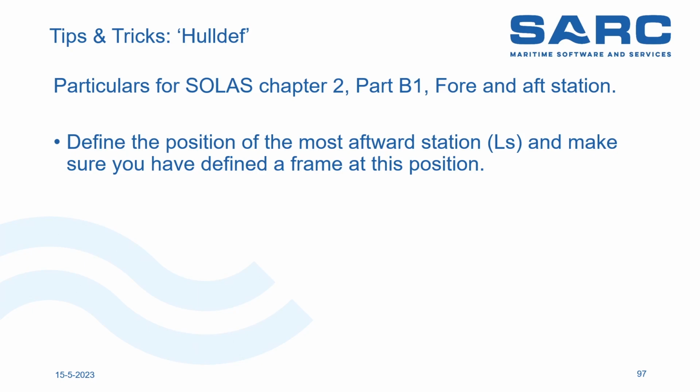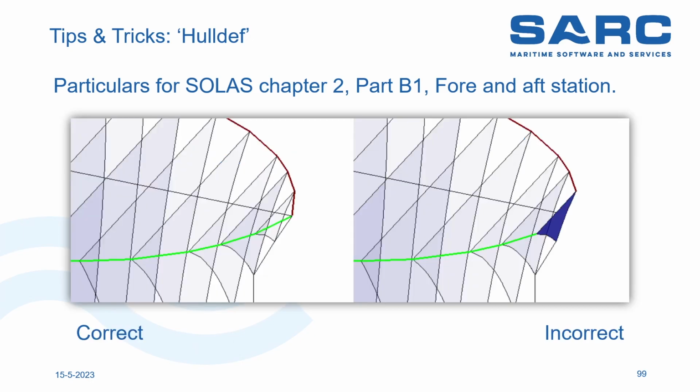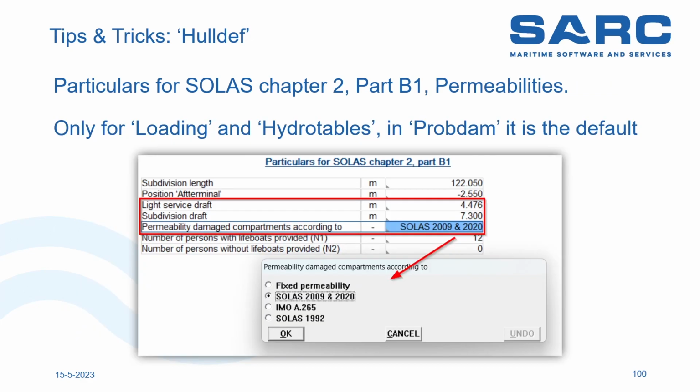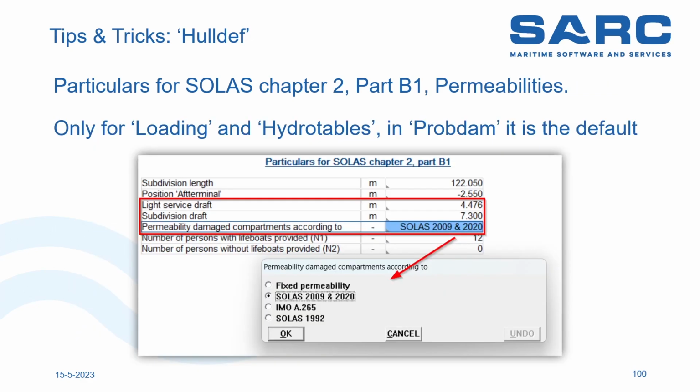Normally for calculations, it's not really necessary to define the most aftward frame and the most forward frame because they don't really contribute to stability. But in this case, they contribute to the length which is used to calculate the probability of damage cases. If that's the situation for the aftward station, then of course it's also valid for the most forward frame. So the first picture is correct: I made a tiny little frame to add the extra 25 centimeters to the front. The second picture is incorrect. You lose a little bit of length, which is a waste of your attained index.